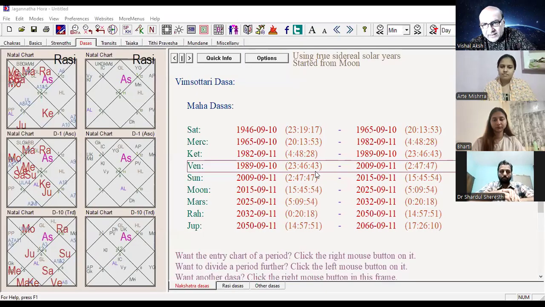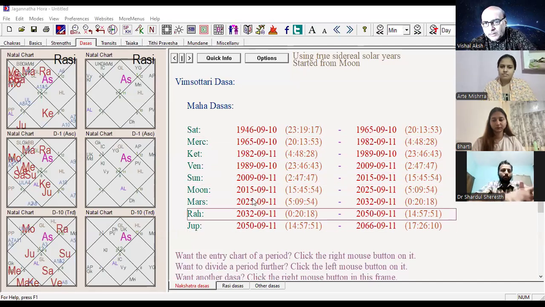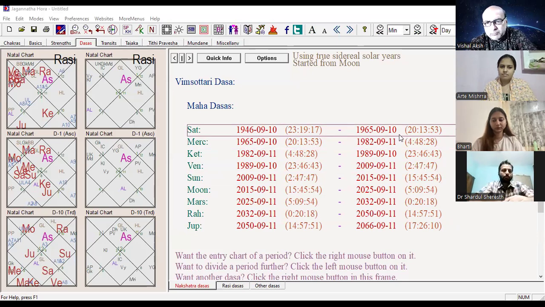This is the Dasha chart of the Indian independence horoscope. It is a chart of 15 August 1947 at 00 hours IST. Shani Dasha was up to 10th September 1965. So up to 10th September 1965, the Dasha of Saturn worked in the Indian independence horoscope. Now I am closing this.